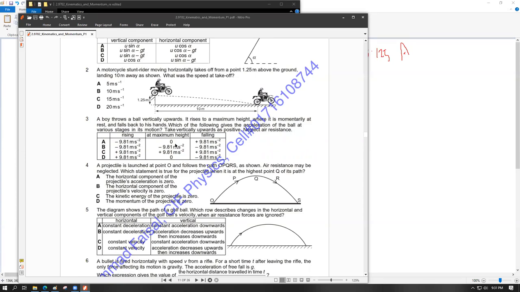Because zero acceleration means zero force. Zero force means there is no force available on that object to bring it back down to earth. Is that the case? Does the ball get stuck in midair? No, sir. It doesn't.